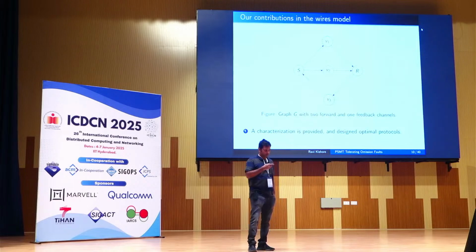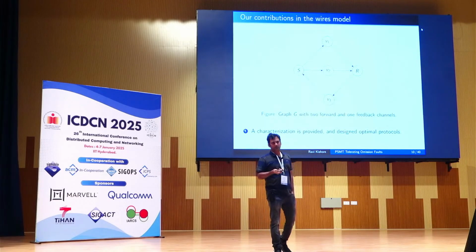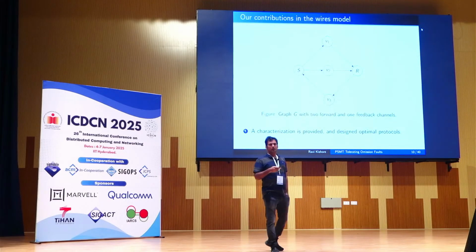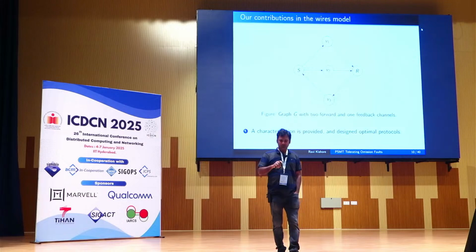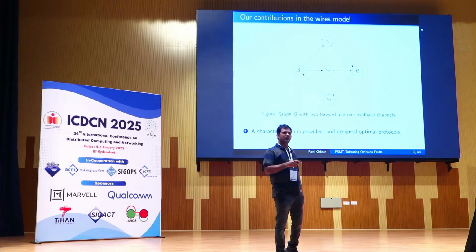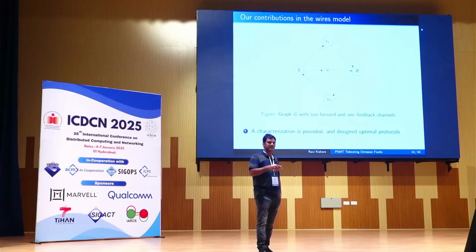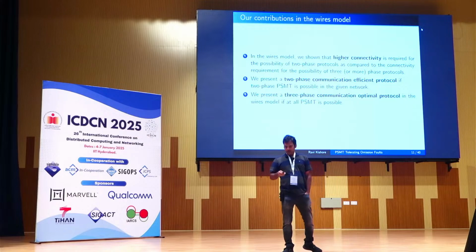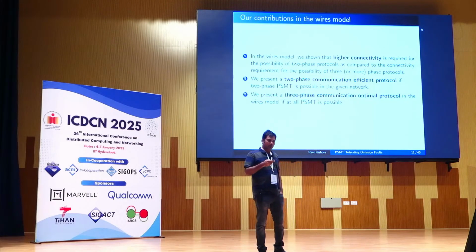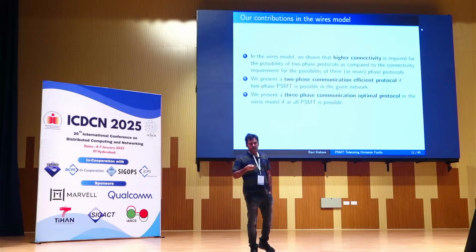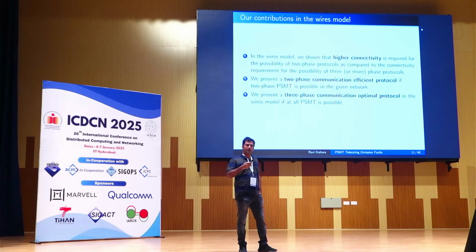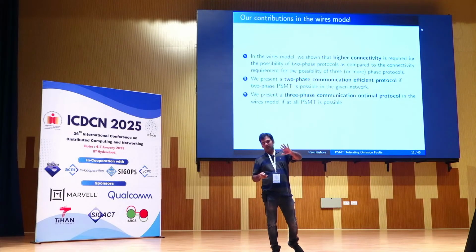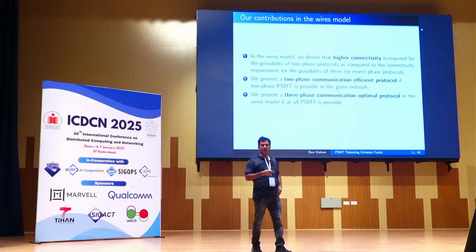In this setting we have given a characterization, that means under what conditions it is possible, and under what conditions it is impossible. And we are able to design optimal protocols, phase optimal protocols, and in some networks we are able to give a protocol which is phase as well as communication optimal. Further, in the undirected graph setting, whether the protocol is 2-phase or 3-phase, as long as it's a multi-phase protocol, we need the same connectivity. But in the wires model, we are able to show that for 2-phase protocols, we need higher connectivity compared to 3 or more phase protocols.